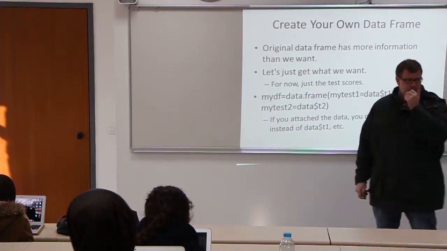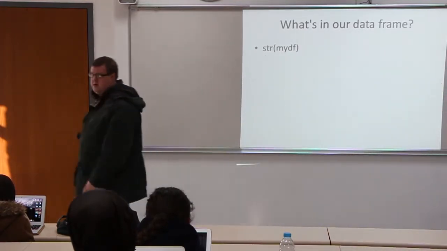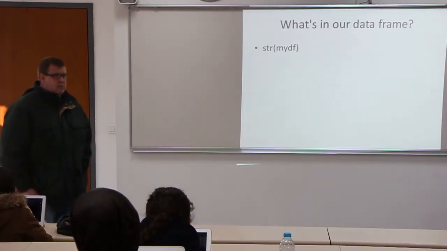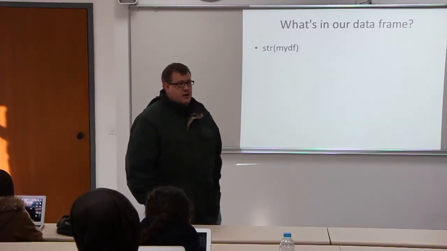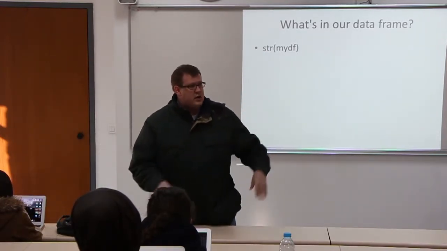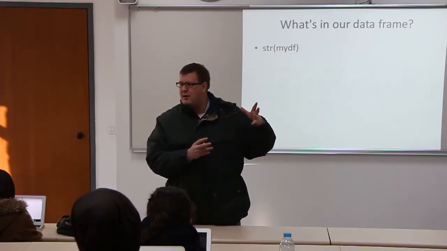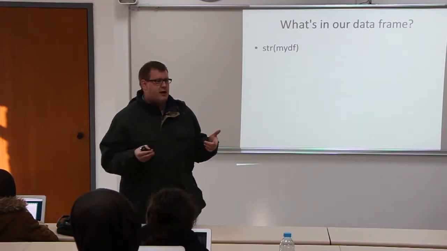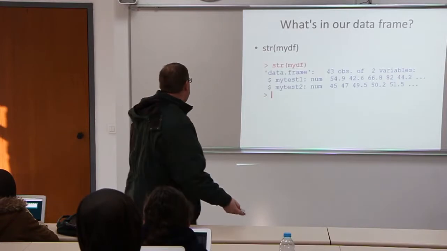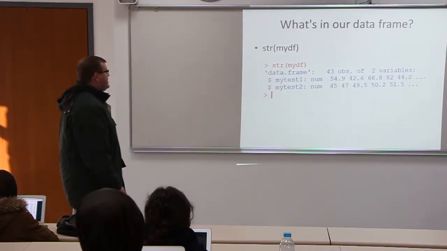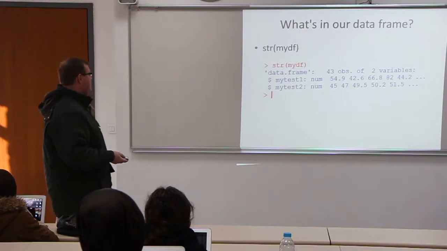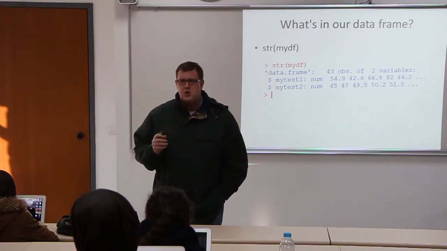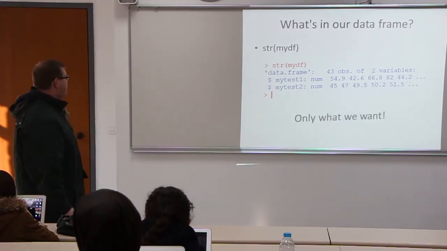All right, so what's in our data frame? Do a str on myDF. Test 1 and test 2, that's it. So if you did a str on data, you're going to have, say, 43 observations for 32 variables. Now it should say something like you have 43 observations for 2 variables, right? So you should have something like this. So this is what we're going to work with. And the reason that we made a new data frame is because it's going to allow us to do some things really, really easily. So this has only what we want.